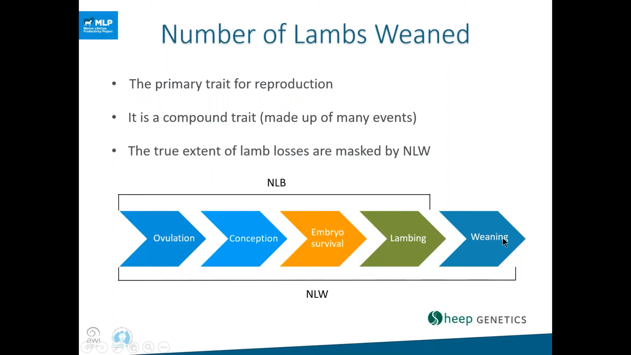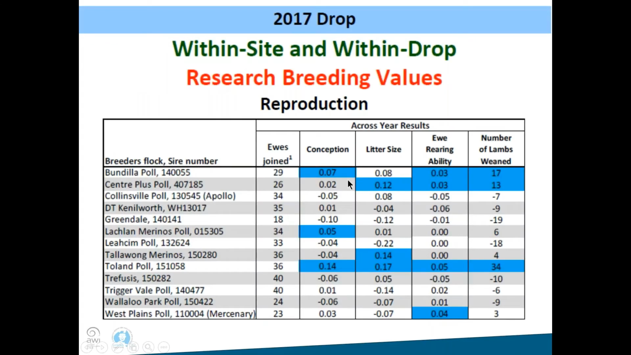So what are we doing with this information, and how is MLP contributing to it? We're using data from preg scanning and from our marking and from our weaning. The MLP data is contributing to the national analysis that's being carried out for reproduction by Sheep Genetics. And what has been put forward is that number of lambs weaned is made up of 3 component traits: conception, litter size, and ewe rearing ability. Number of lambs weaned is calculated based on a combination of those 3 traits, so it allows us to split it into its component traits.